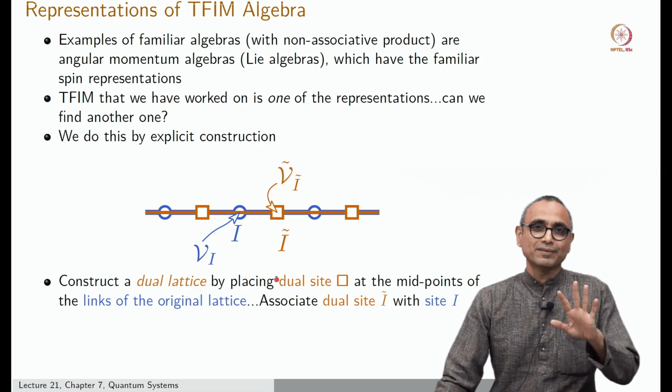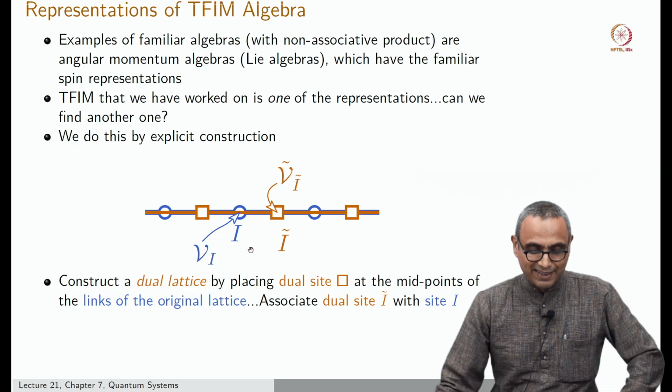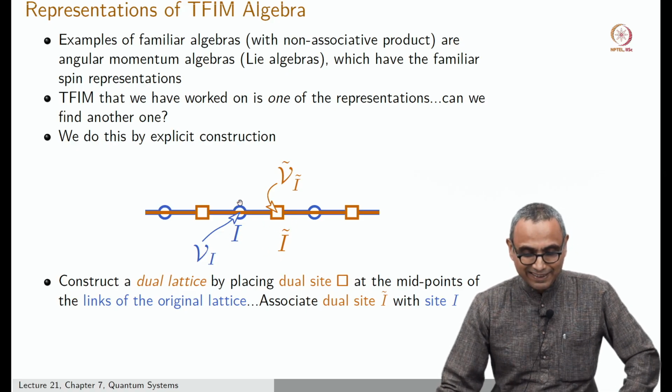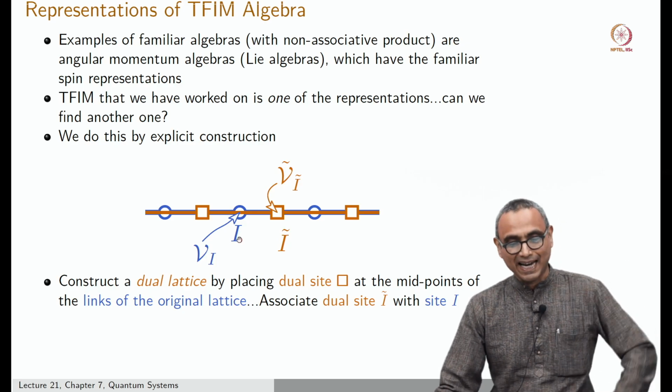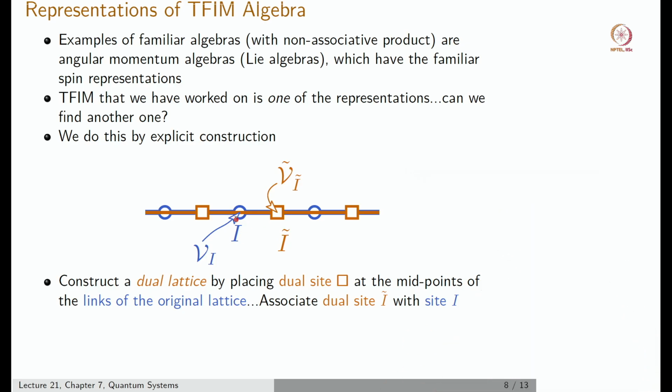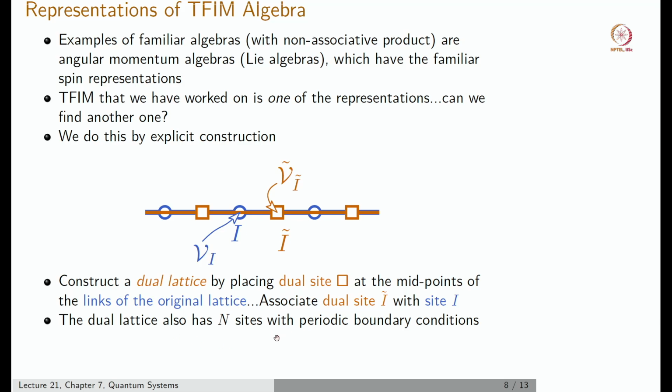And this is just for bookkeeping: I am going to associate this dual lattice site and my original lattice site. So I am going to say this guy is the partner of this guy. Okay. I have already mentioned this. The dual lattice has n sides and it also has periodic boundary conditions.